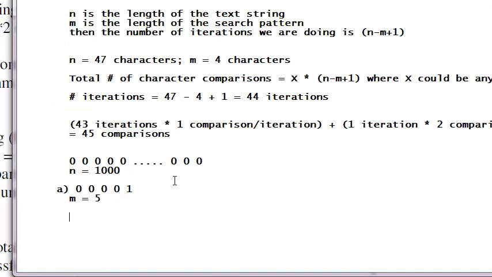Right? So let's do this. So you have this 0000000, and so on up to 1000 zeros, right? And we are now comparing that with this. Now you see here.